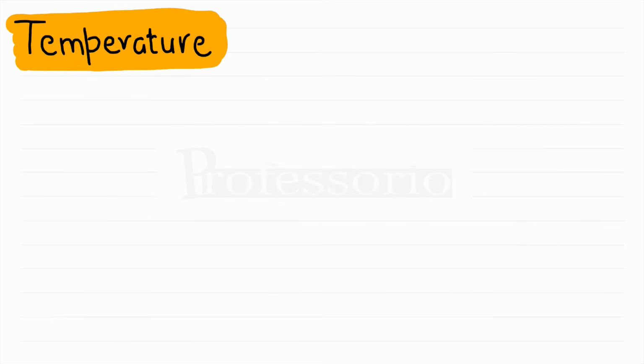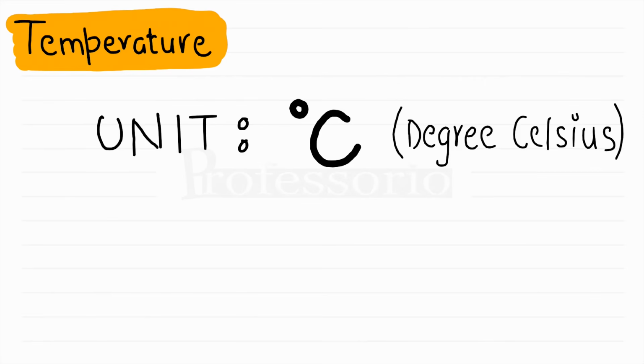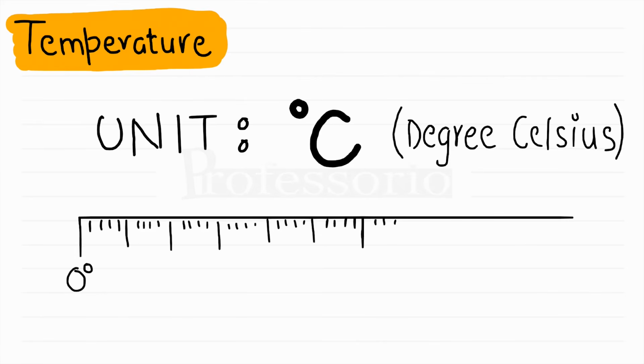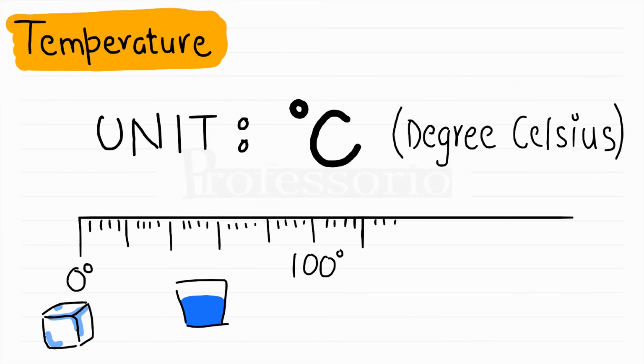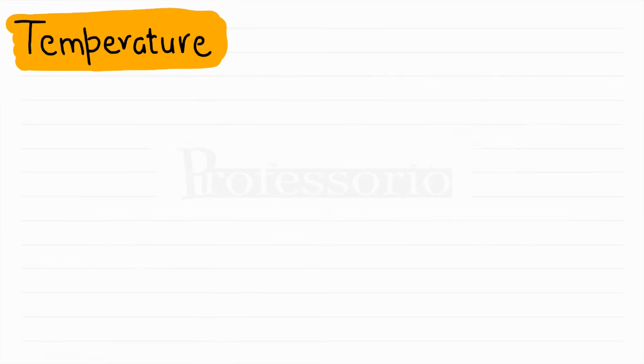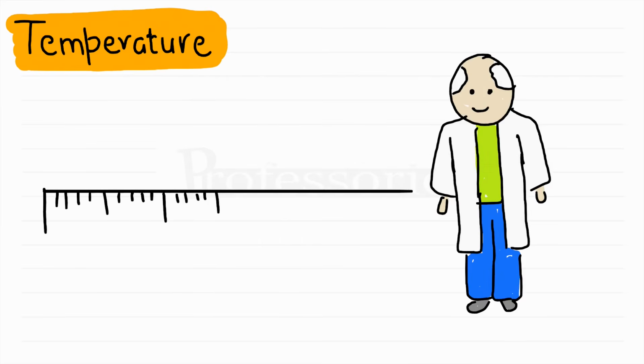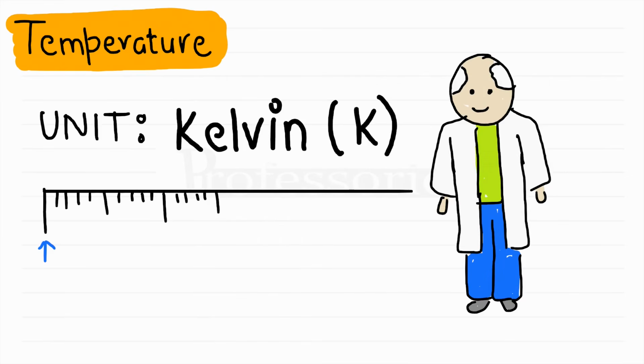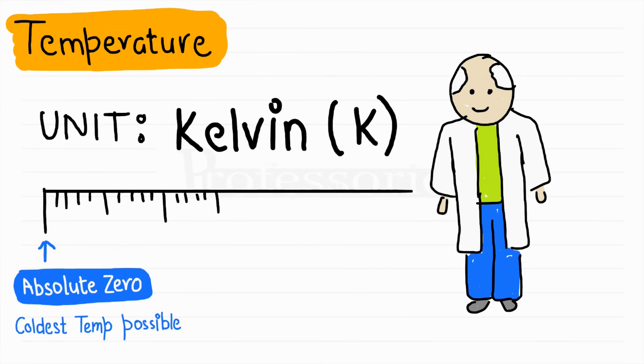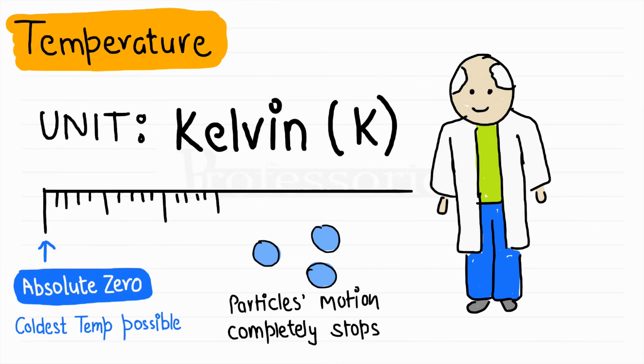Temperature is usually measured in the unit you see most often, degrees Celsius. On this scale, 0 degrees is the point where water freezes into ice, and 100 degrees centigrade is where it boils. But scientists often use another scale called Kelvin. It starts from a point called absolute zero, the coldest temperature possible, where particle motion completely stops. That's at minus 273.15 degrees Celsius.